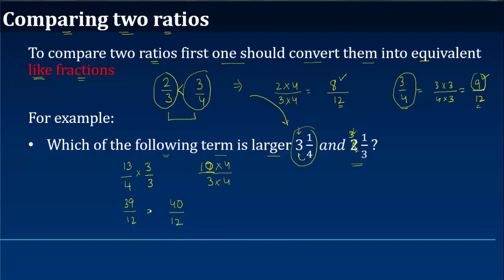Now, which one of these two is greater? The denominator being common, we compare the numerators. Since 40 is greater than 39, we say 40 by 12 is greater than 39 by 12, and that's your answer. So just keep in mind, to compare two ratios, the only thing you do is convert the denominators to a common one, get the numerators, and then compare the numerators.